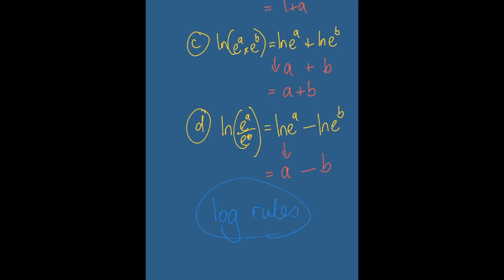The only difference is we're using this symbol because we're working with base e. That's the natural logarithm of e. It's no difference, the rules still apply.